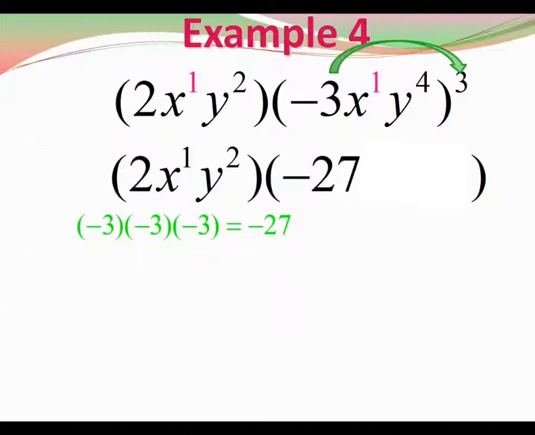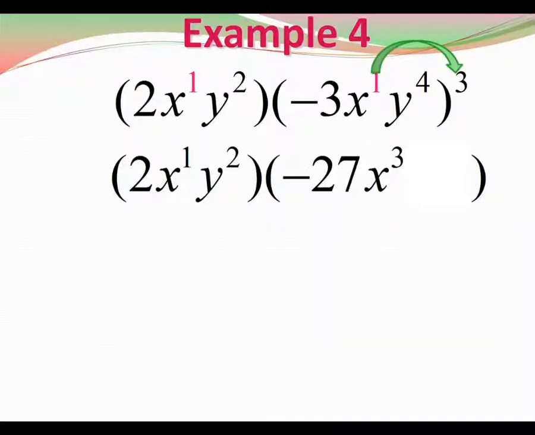Okay. Then I'm going to take x to the first to the third, which is going to be x to the third because you're just multiplying 1 and 3. And then I have y to the fourth to the third, which is going to be y to the 12th because it's 4 times 3. Now it's all one big multiplication problem, so we're going to start multiplying our coefficients, our x variables, and our y variables.